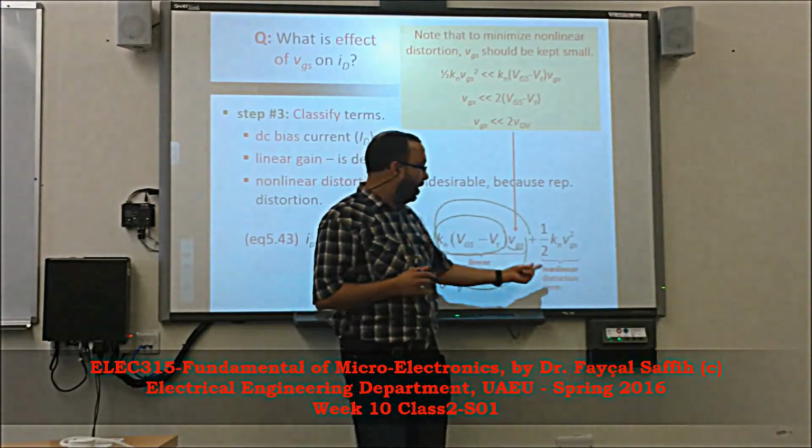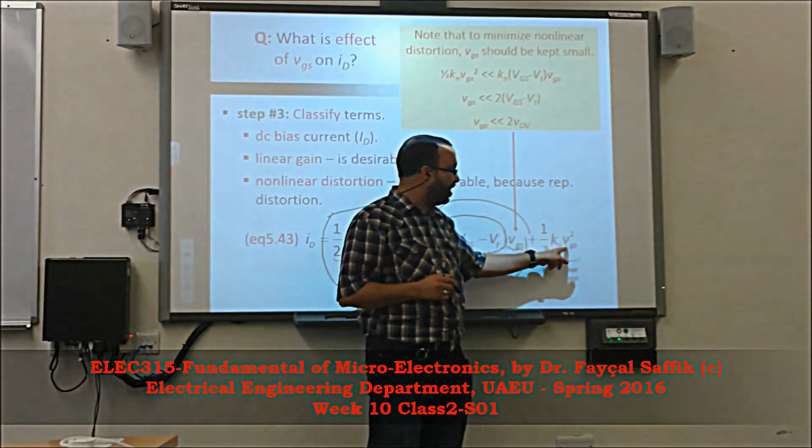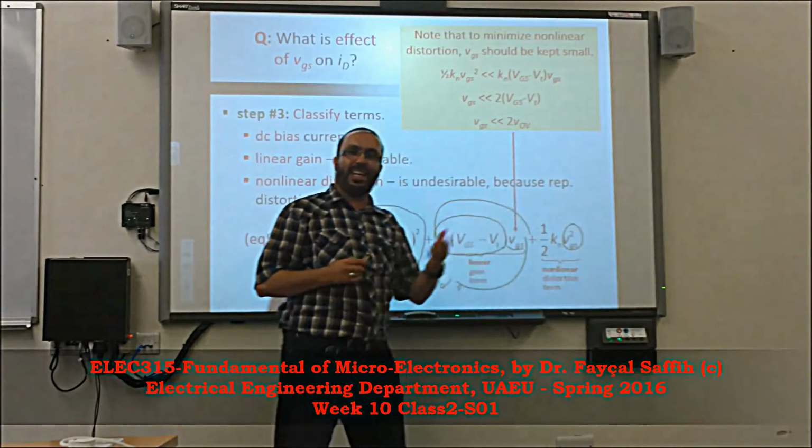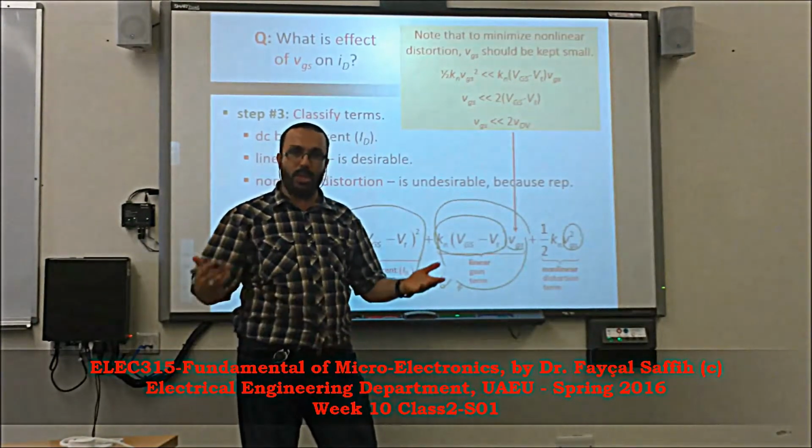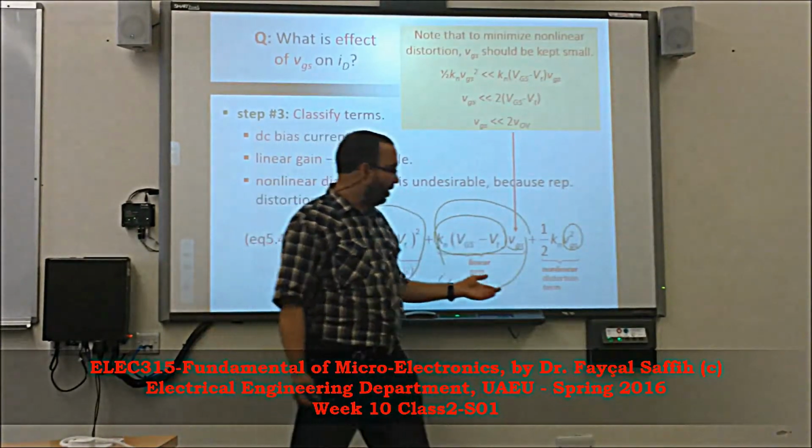Now the last term is nonlinear, because vgs becomes squared. Not only that, vgs is small, so squared it becomes even smaller.